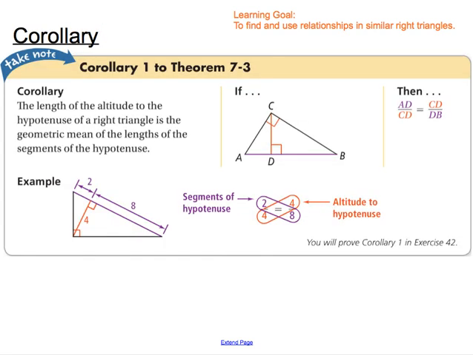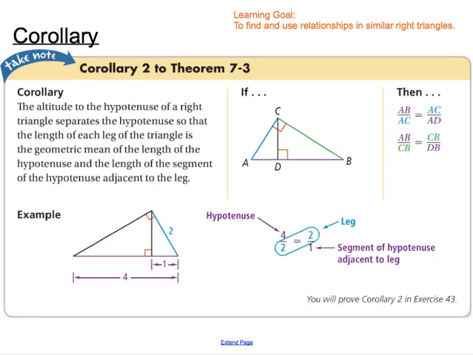So our first corollary states that the length of the altitude to the hypotenuse of a right triangle is the geometric mean of the lengths of the segments of the hypotenuse. So in this case we can see that if we take 2 over 4, that's going to be the same as 4 over 8. And the example's worked out here for us. 2/4 reduces to 1/2, and 4/8 also reduces to 1/2. Our second corollary actually yields two different formulas.